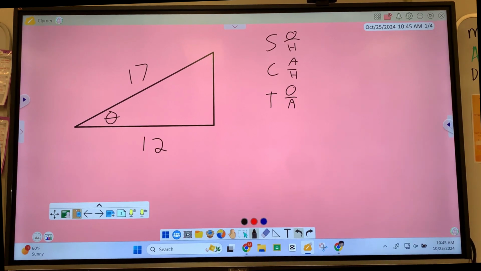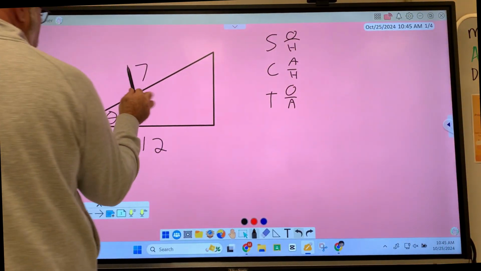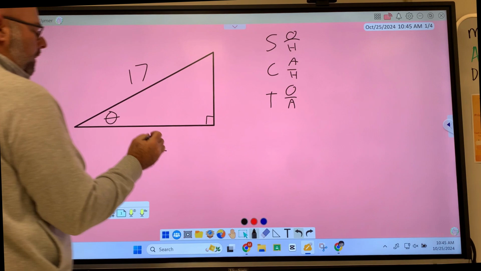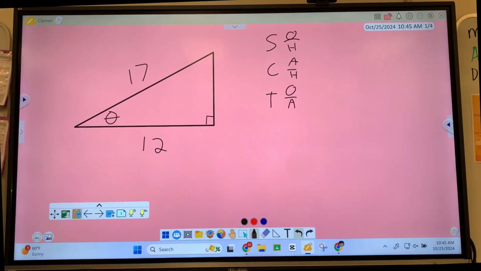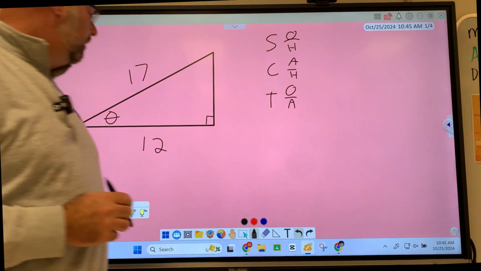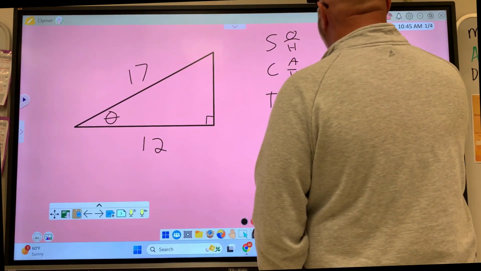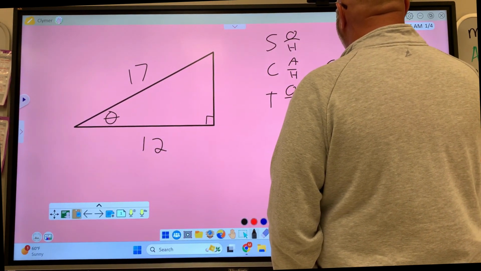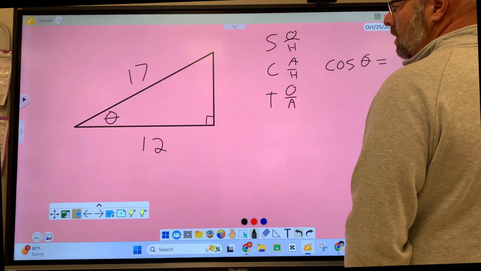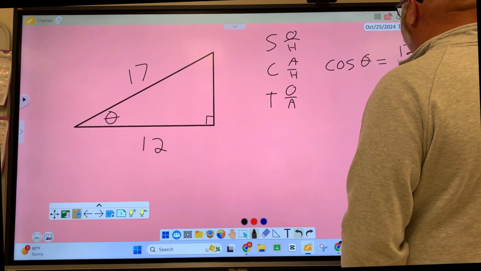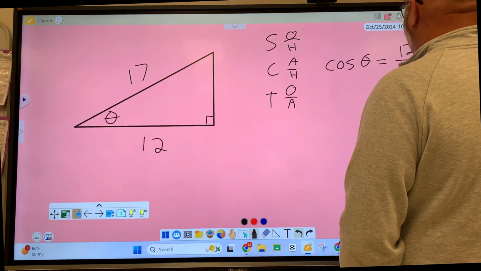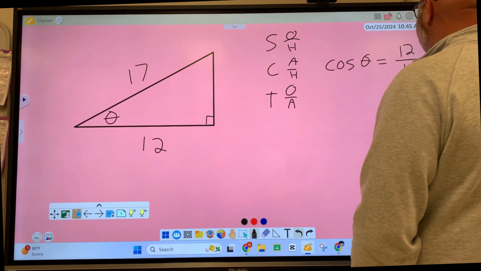Cosine, right? If we have theta, we have the hypotenuse, that's the long one, opposite the right angle, and we have the adjacent segment to the angle. So we're going to need cosine here. Cosine of theta equals adjacent, which is 12, over our hypotenuse, which is 17.